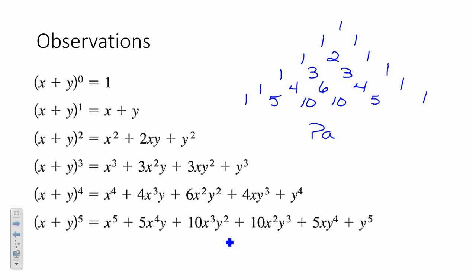Called Pascal's triangle, in honor of Blaise Pascal. Okay. So, what's the relationship between the previous row and the next row? Once we get beyond these first two rows.